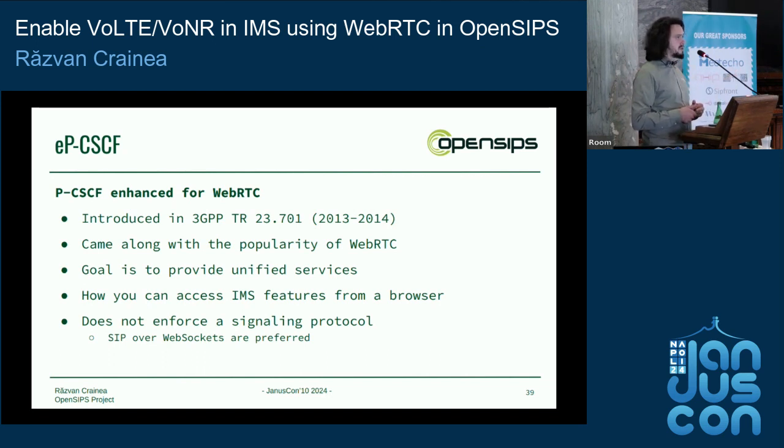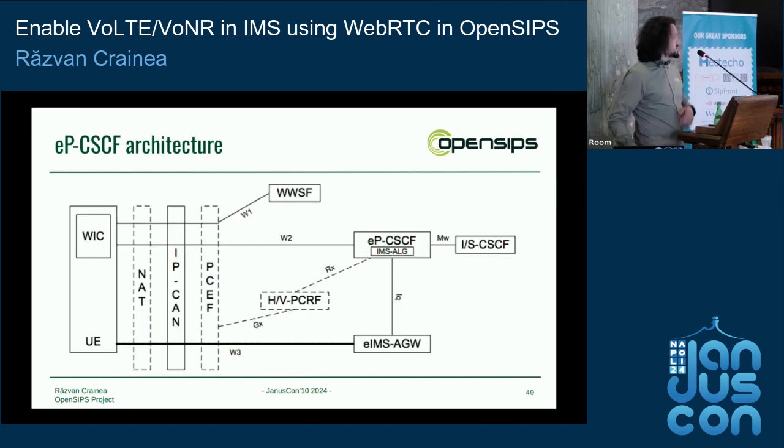As you probably know, WebRTC doesn't enforce a signaling protocol. This means that the enhanced P-CSCF, although the P-CSCF requires SIP signaling from the phone, this one doesn't require SIP. So it can be anything. This means that even Janus can act as an enhanced P-CSCF server with a small twist. I will tell it afterwards. That's why SIP over WebSockets is preferred, but we'll talk about this a bit later.